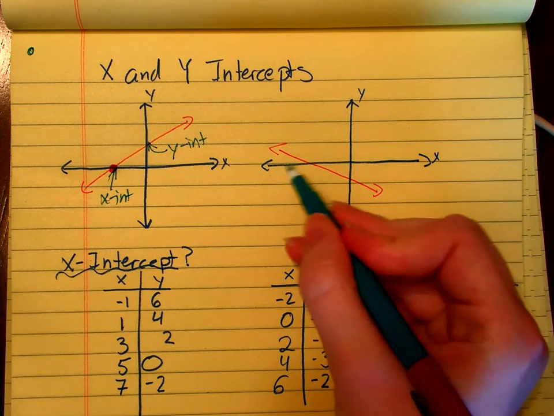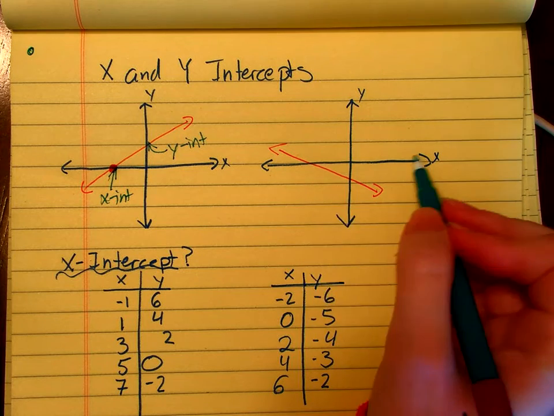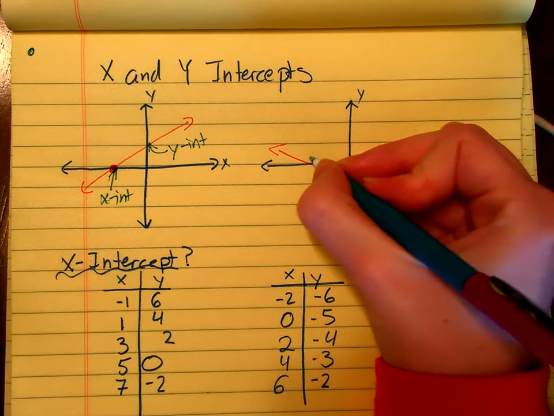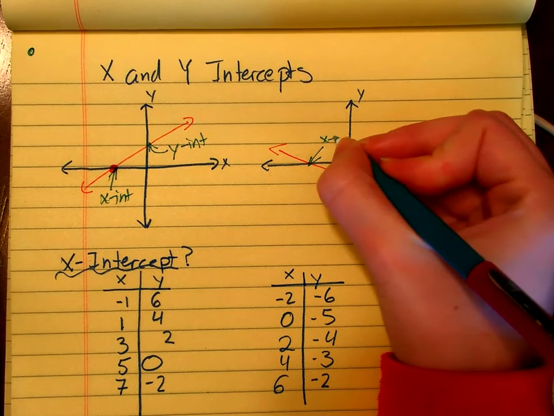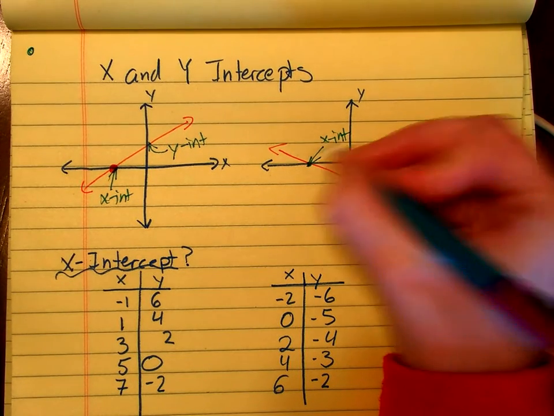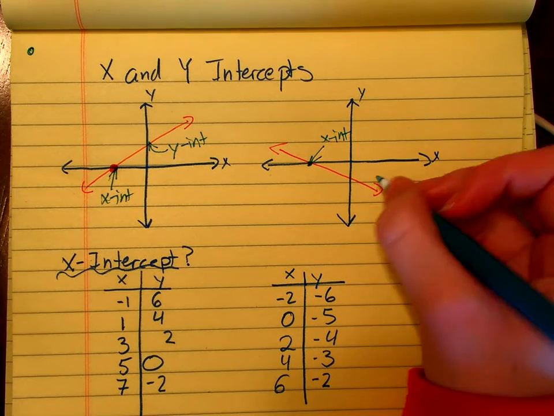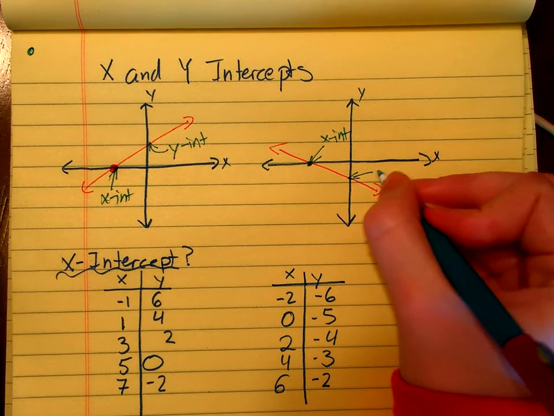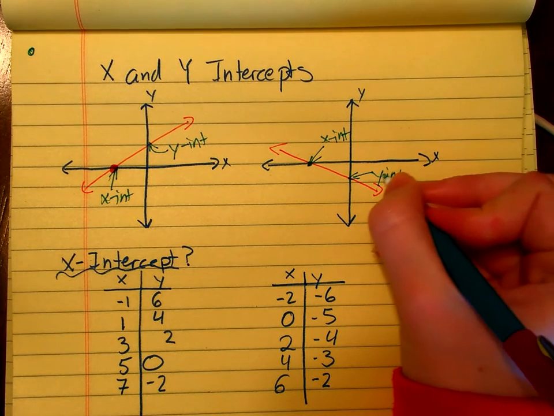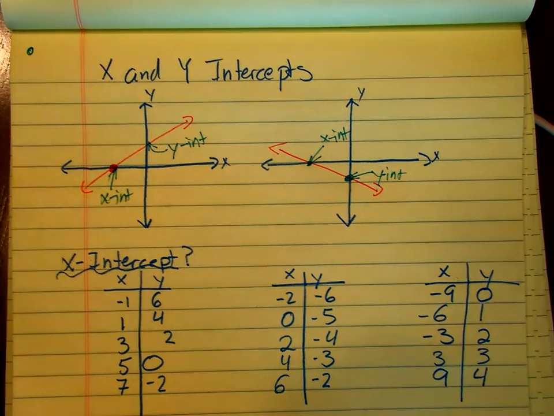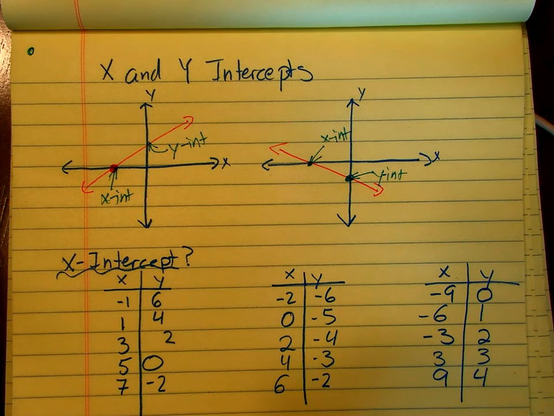Again, the x-intercept is where my line crosses the x-axis. So right here is the x-intercept. The y-intercept is where the line crosses the y-axis. So this is the y-intercept. Now we can identify x and y intercepts from tables, from equations, and from graphs.